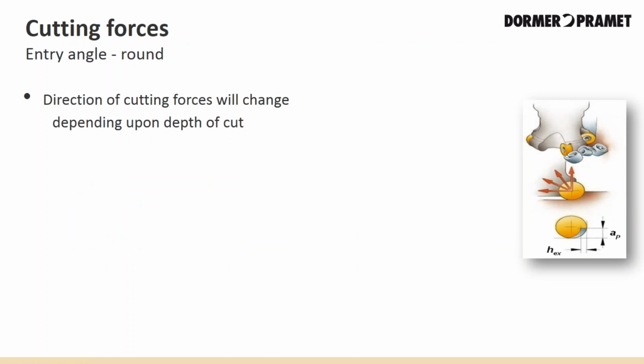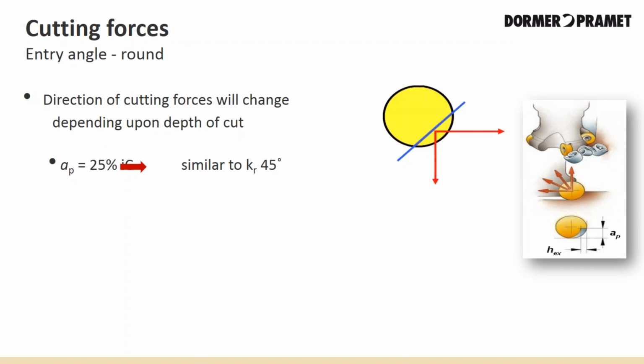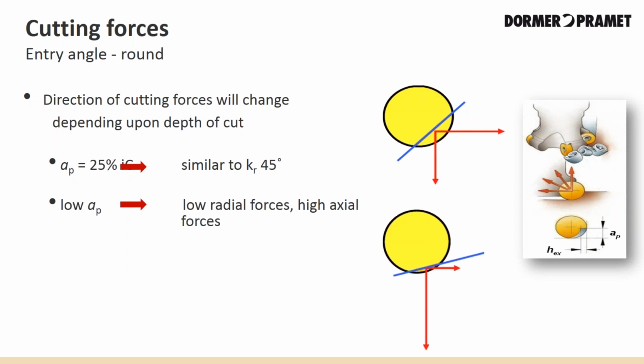On a round insert, the direction of the cutting forces will change depending on the depth of cut. If the AP or depth of cut is 25% of the IC or the inscribed circle, then the forces would equate to those of a 45-degree cutter. As the AP or the depth of cut becomes less, then this equates to lower radial forces but higher axial forces, which is what we like to see, the forces going up into the spindle. So overall, when using a round insert, we can control the stability of the process by reducing the depth of cut.